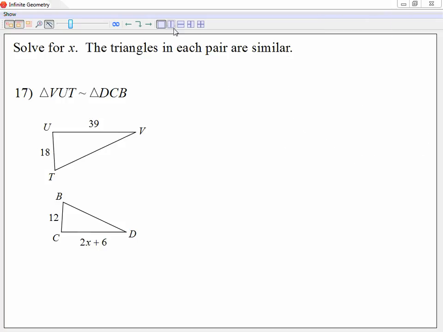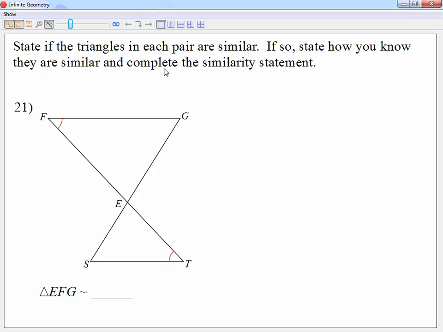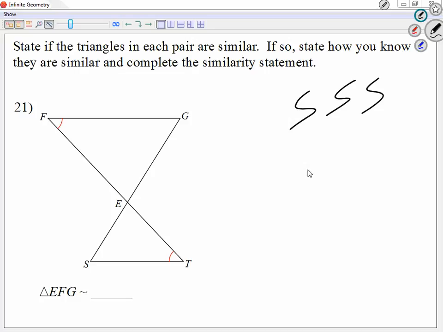Now looking at 21, the directions state: the triangles in each pair are similar. If so, state how you know they are similar and complete the similarity statement. For us to know if they're similar, the only three rules that we use for similarity are side, side, side; side, angle, side; and angle, angle. Remember, angles have to be congruent, sides have to be proportional.